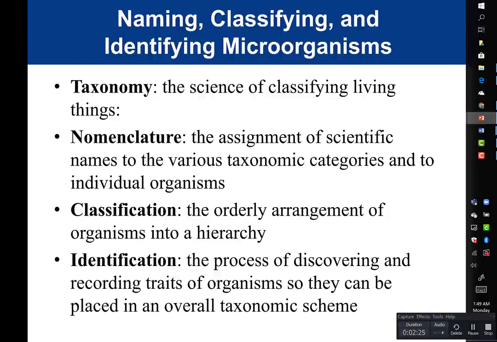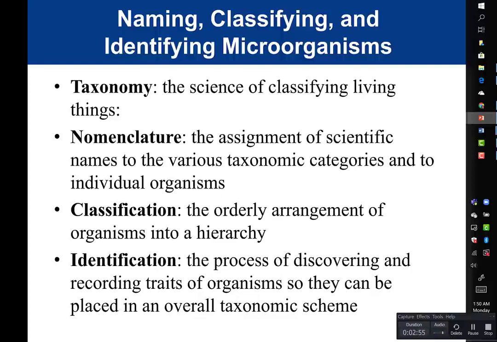So again, nomenclature, think name. It's naming things. Classification. Classification is the orderly arrangement of the organisms into a hierarchy. You will see that we will talk about classification schemes where we start with domain being the most broad form of classification, working our way all the way down to species, which is going to be the most specific.